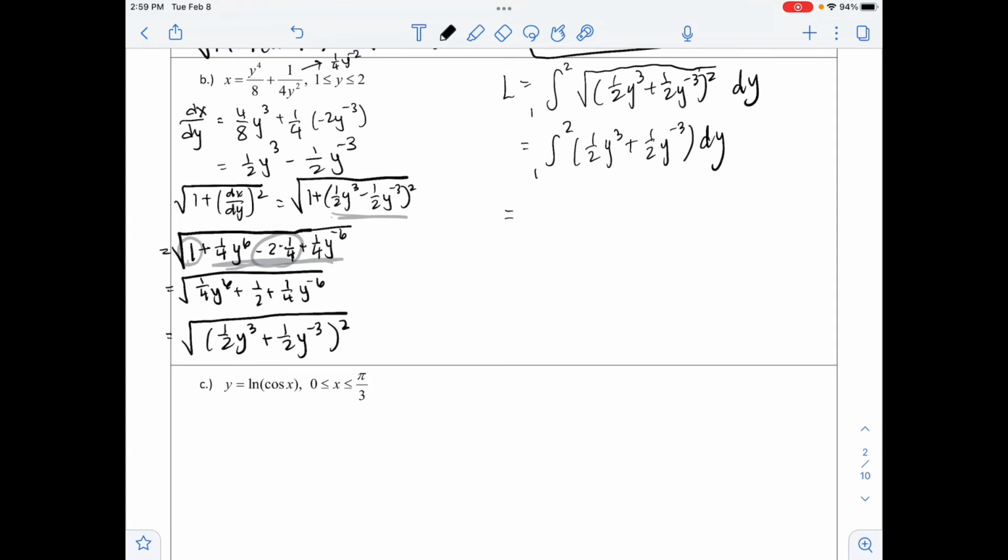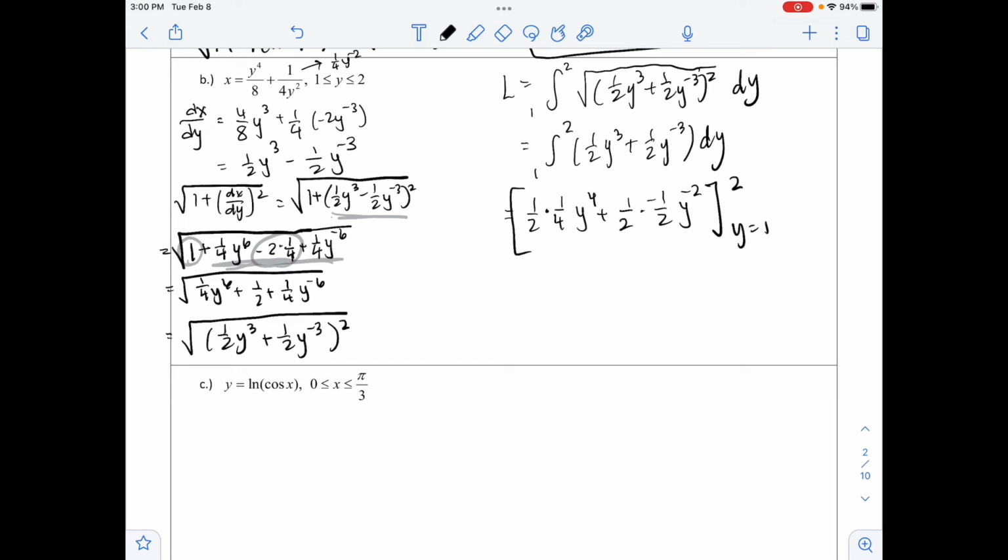And so integrating this, we have the 1/2 out in front times 1/4 y to the fourth plus 1/2 times negative 1/2 y to the negative second. And we'd be evaluating this whole thing from y equals 1 to 2.